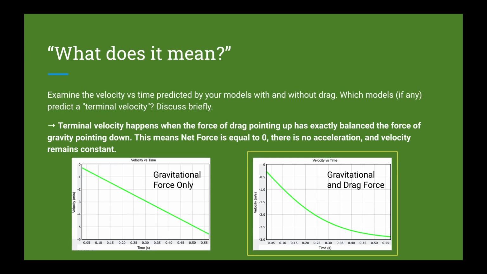What does it mean? Terminal velocity happens when the net force of drag pointing up has exactly balanced the force of gravity pointing down, meaning net force equals 0, there is no acceleration, and velocity remains constant. You can see this in the graph at right, as velocity appears to show asymptotic behavior, meaning it becomes constant.